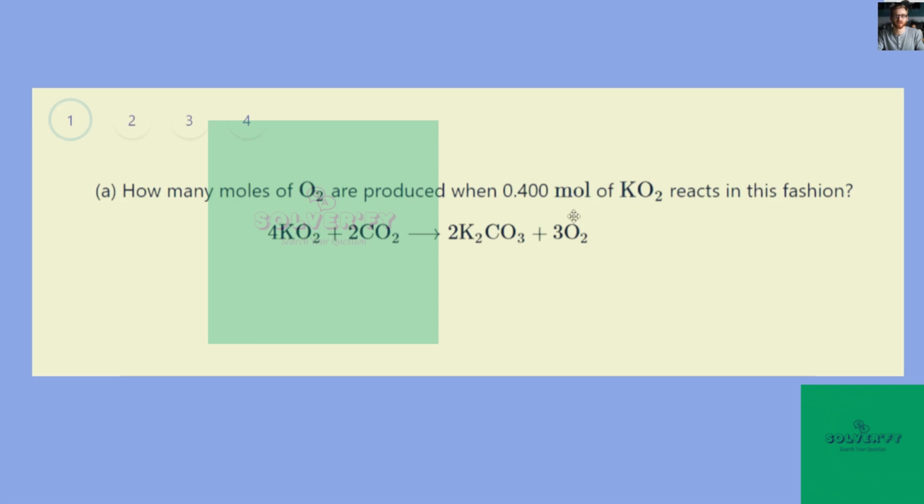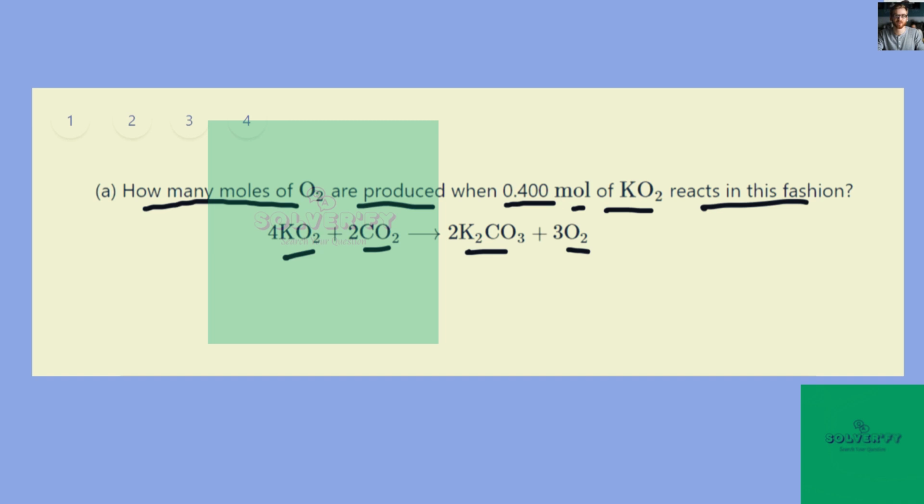So in this problem, we are given this reaction equation between KO2 and CO2, where K2CO3 and O2, or oxygen, is produced. So the first question here is how many moles of O2 are produced when 0.4 mole of KO2 reacts in this reaction.